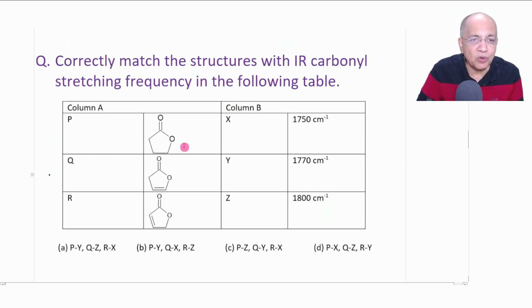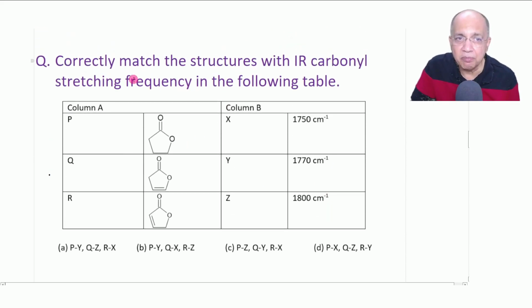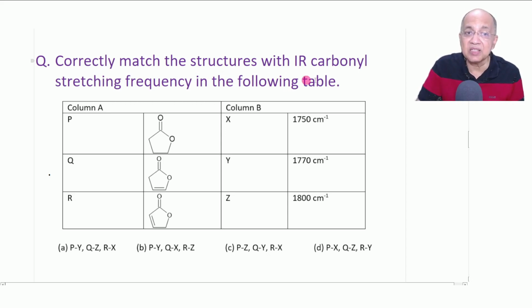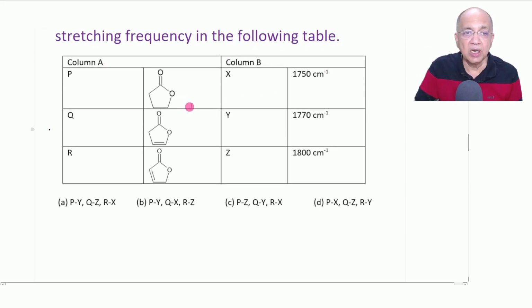Now look at this one. Correctly match the structures with IR carbonyl stretching frequency in the following table. Now this one is an ester. Cyclic esters, as you know, are called lactones. And the only difference is that there is a pi bond here, and here there is a pi bond here.